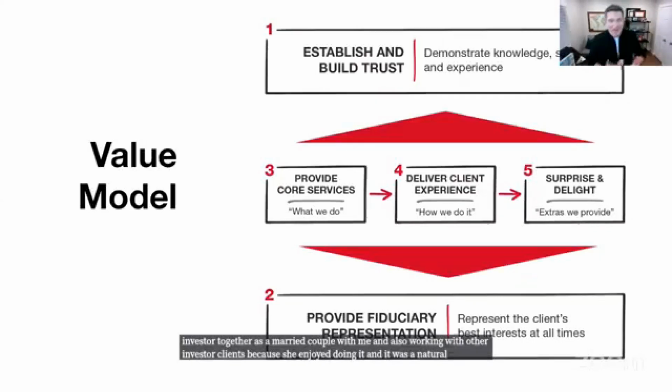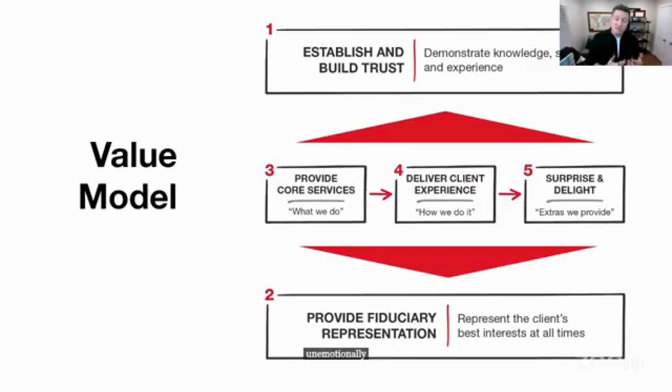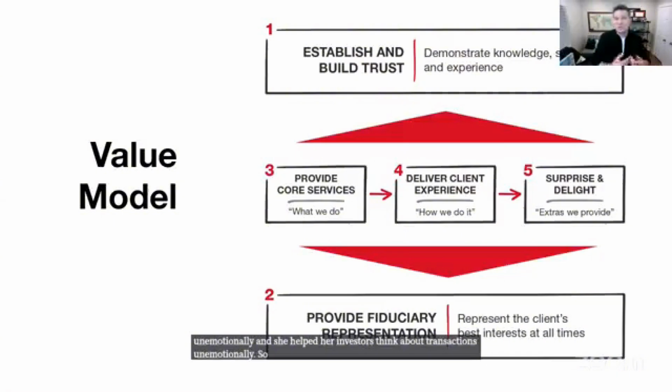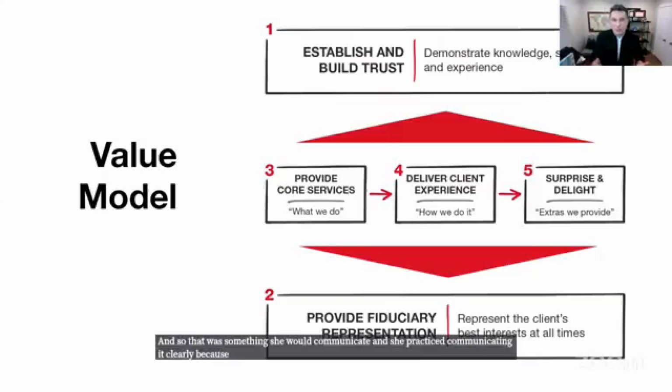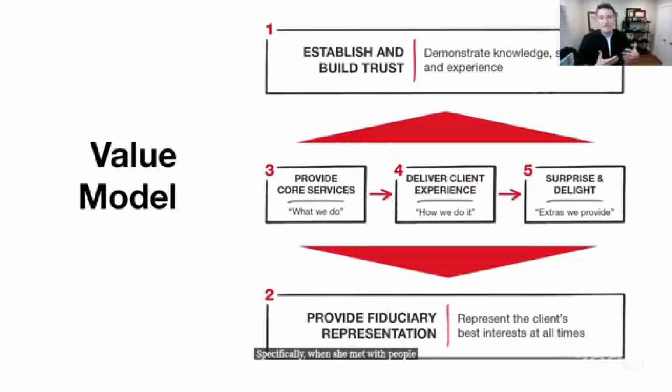She was good with the math, and she understood how to think about it unemotionally, and she helped her investors think about transactions unemotionally, so they made a good financial decision and not an emotional one about buying or selling the property. And that was something she would communicate, and she practiced communicating it clearly, because that was her value proposition, specifically when she met with people who might know of or have investors that they could refer to her. So that's just the idea of knowing what my value is.